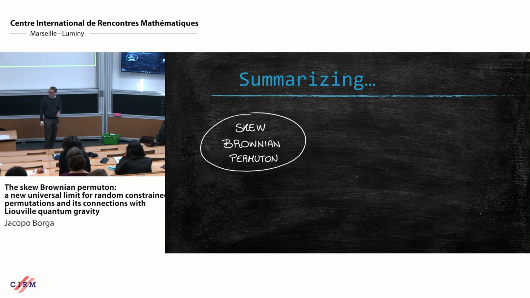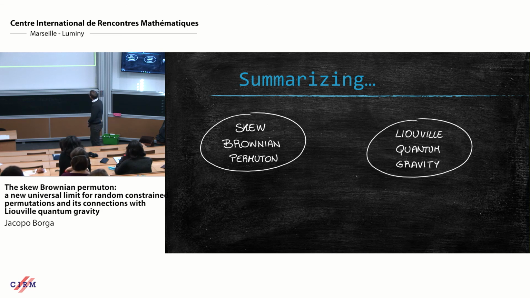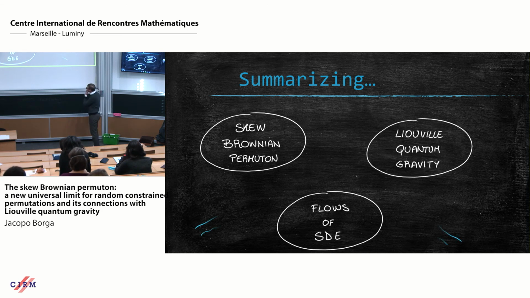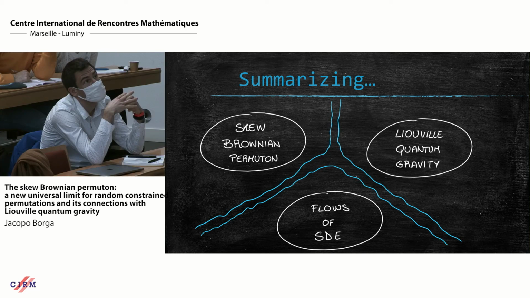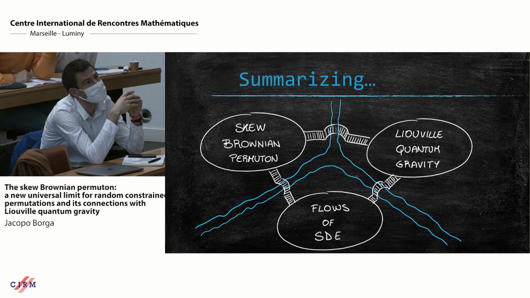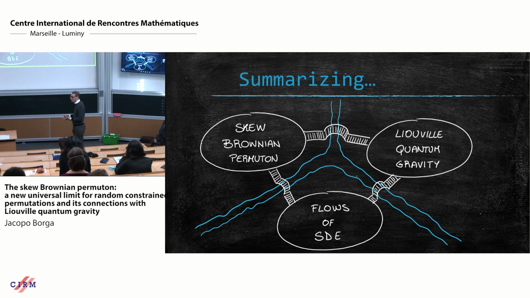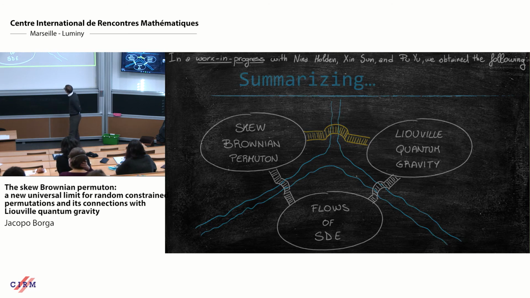Summarizing, there was the skew Brownian permuton, there was the Liouville quantum gravity, there were the flows of SDE, and there was a river among them. And what I mainly did is to construct bridges. Okay? So now we know how this topic goes, but you know, when you have a bridge and you don't use it, it's useless. So what we are trying to do right now is to start to use these bridges. And the result that we obtained recently is using this bridge, the connection between skew Brownian permutons and integrability.